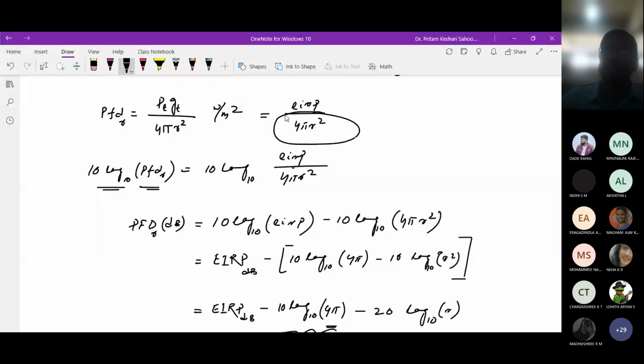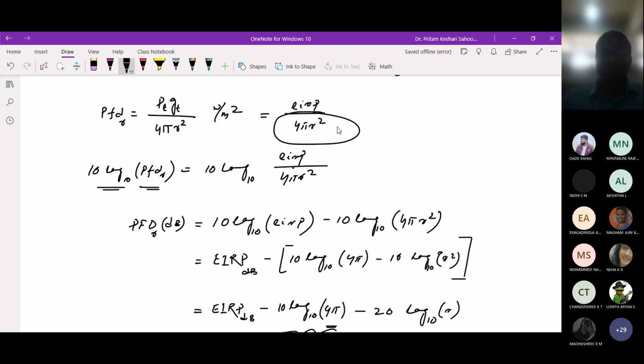So this area is nothing but the area of the sphere, because if I have a transmitter, here I have an antenna. This antenna is transmitting power towards up, towards right, towards left, towards down, towards my side, towards your side. That means in a sphere, the power is radiated. It is not radiating in a particular direction.